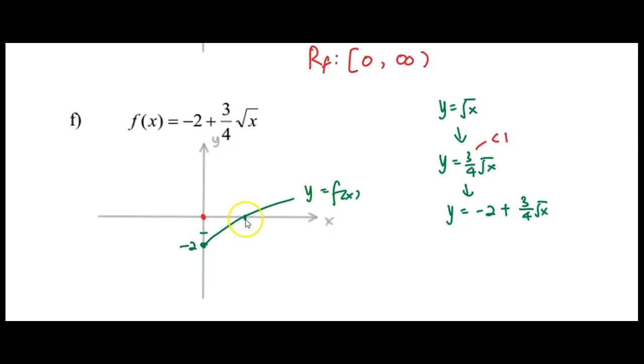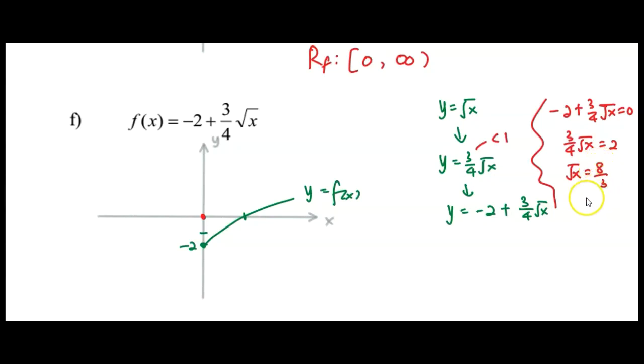You can see now you have a very important point, that is your x-intercept. You can always get your x-intercept by putting y equals 0. When you have y equals 0, you solve this: you have 3 over 4 square root of x equals 2. So square root of x equals 8 over 3. Then x equals 64 over 9... all right, 8 over 3, yes, so x equals 16 over 9. So this point will be 16 over 9.